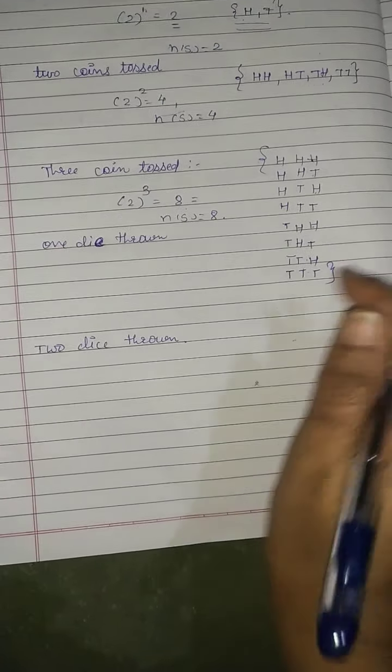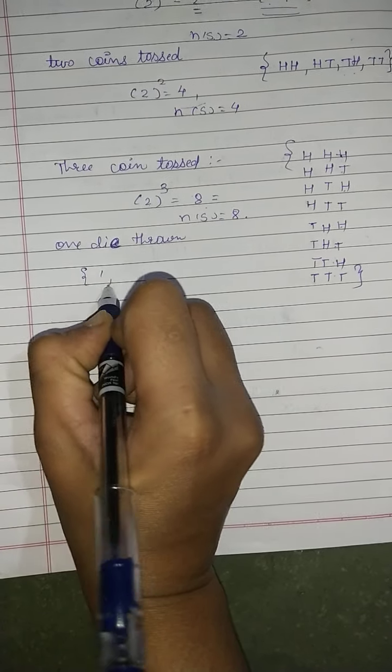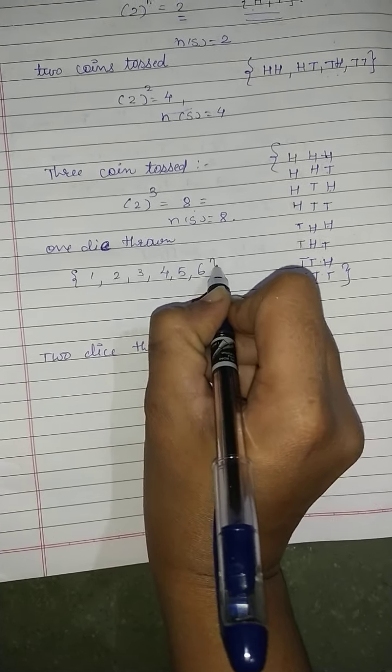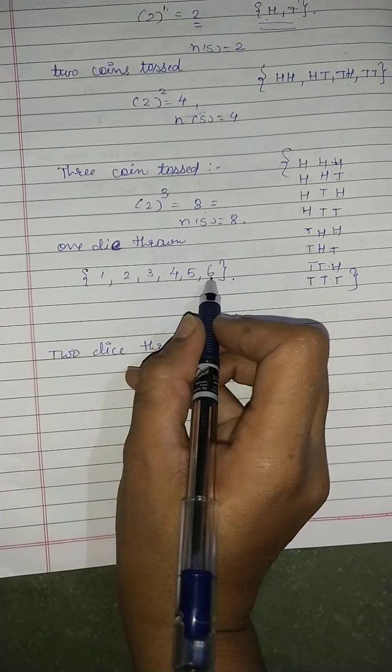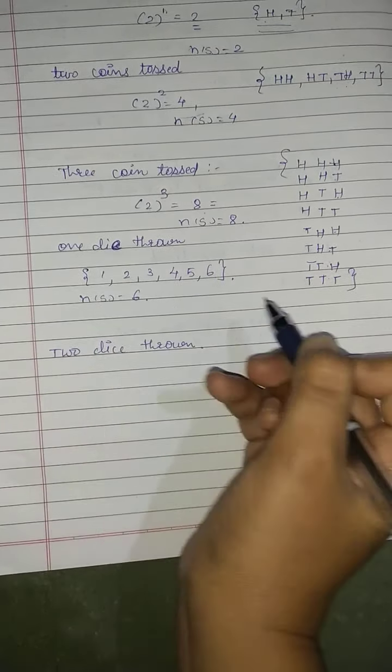Okay. Now, one die thrown. You all know that one die throw gives 1, 2, 3, 4, 5 and 6. How many sample spaces will be there? 6. So here n(S) equals 6.